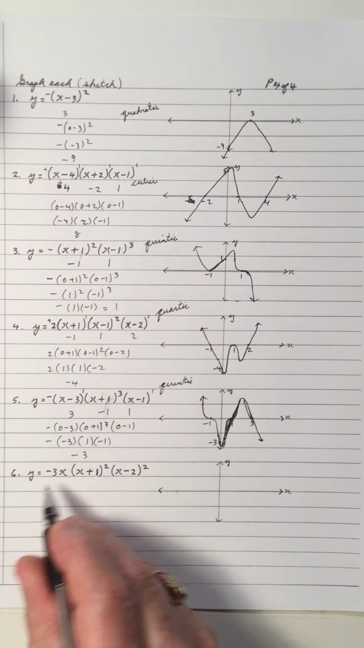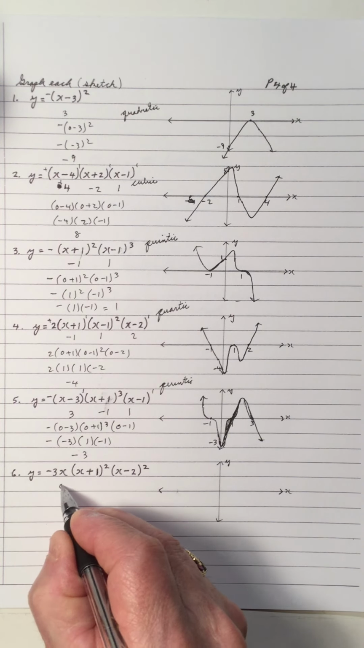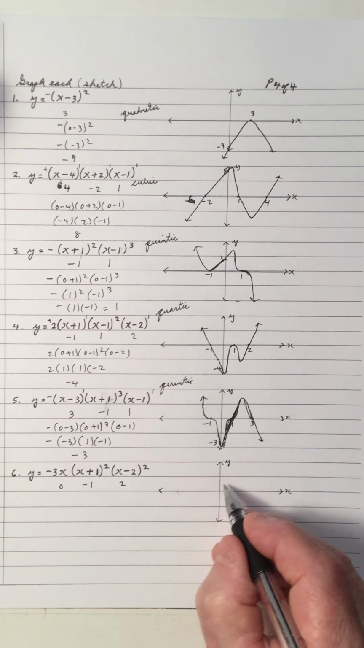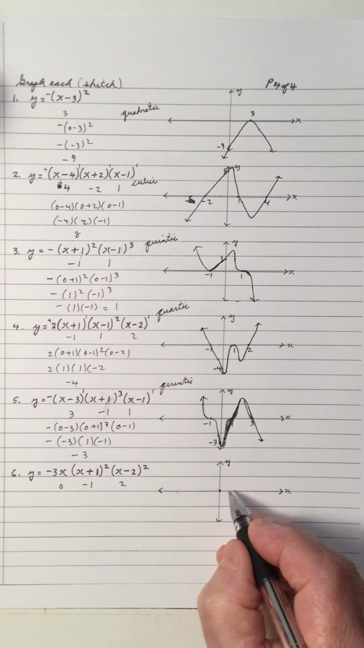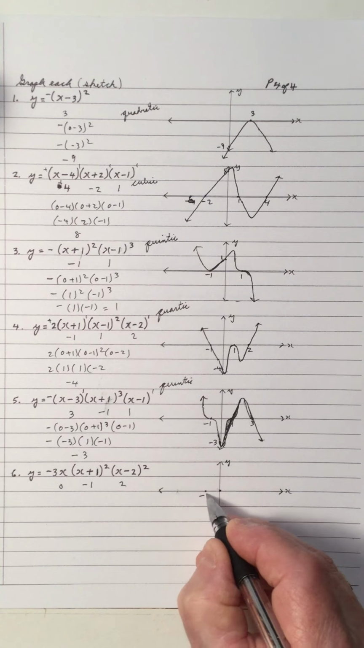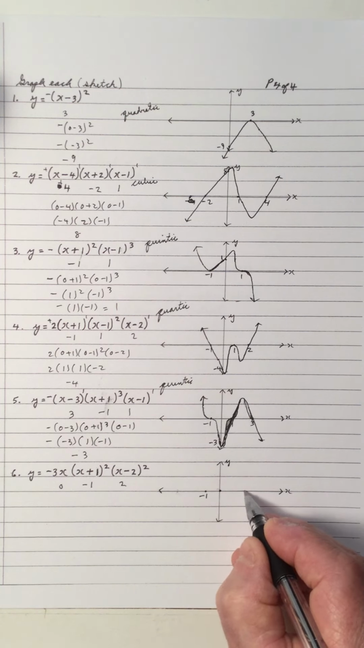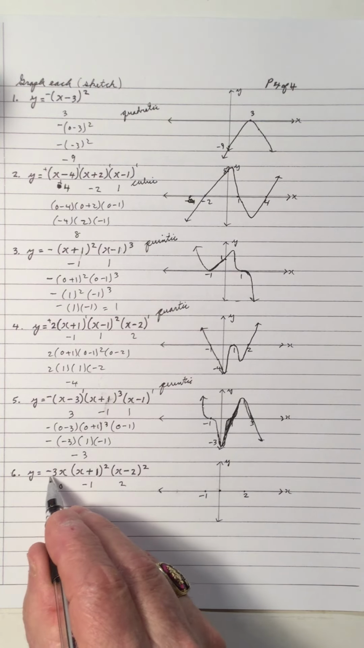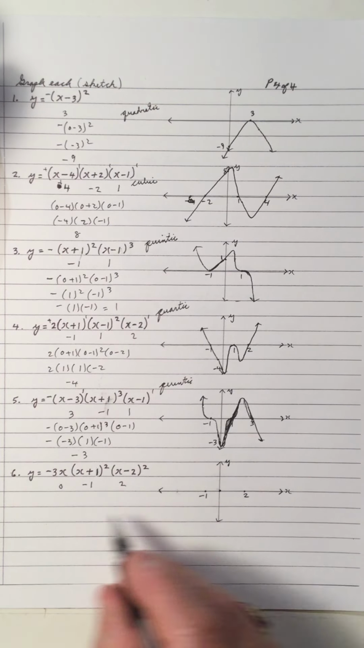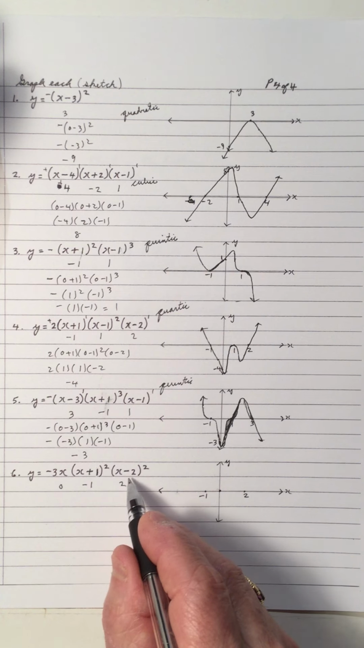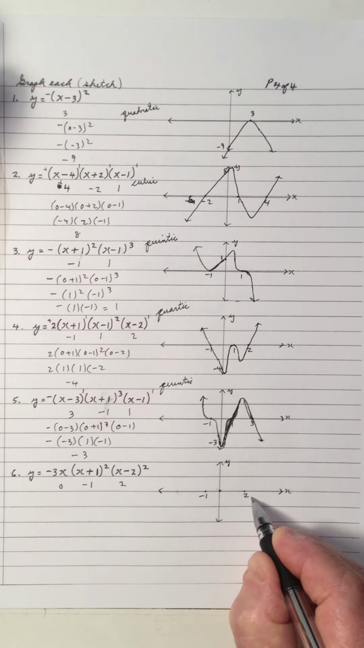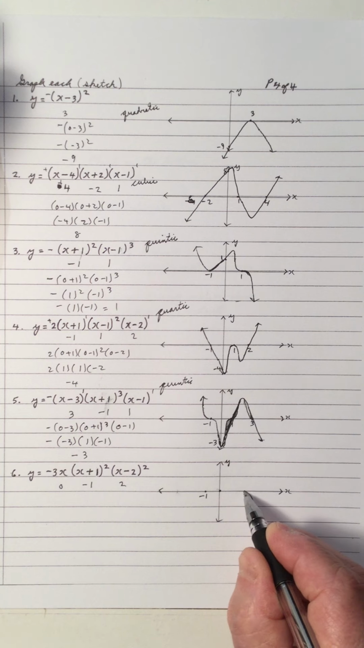Okay, one more to do. The x-intercepts are 0, negative 1, and 2. So I better be careful this time. And it's negative, so I'm coming up from the bottom. And at 2 it's a square, so it's going to bounce off as a tangent.